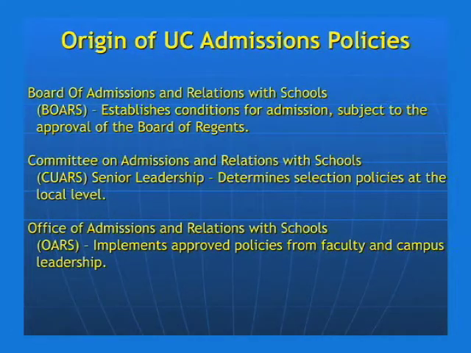The origin of UC admissions policies is a three-tiered system. On the top, we have the Board of Admissions and Relations with Schools, which is a faculty committee comprised at the UC level who establishes conditions for admission subject to the approval of the Board of Regents. As well, on the campus level here at UC Irvine, we have CORS, or the Committee on Admissions and Relations with Schools, and they determine the individual selection policies at the individual campuses. We also here on the campus have the Office of Admissions and Relations with Schools, who implements the policies from the approved faculty and campus leadership.